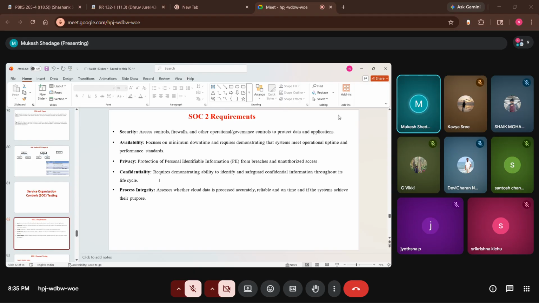Can anyone tell? By reading this: identify and safeguard confidential information throughout its life cycle. Which control is dedicated to confidentiality?